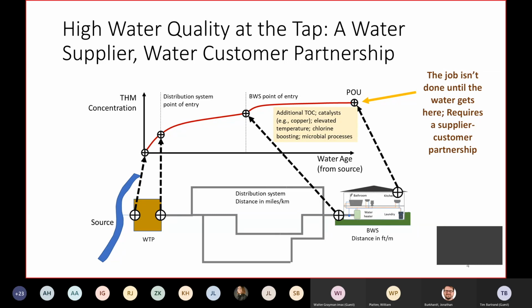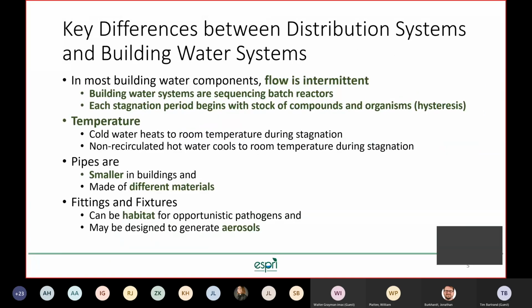And so I'm thinking of the partnership between the water supplier, who provides the water that has some THMs in it and some conditions that could lead to further THM formation, and the people who operate the building water system. Key differences between distribution systems and building water systems that are important in the modeling.